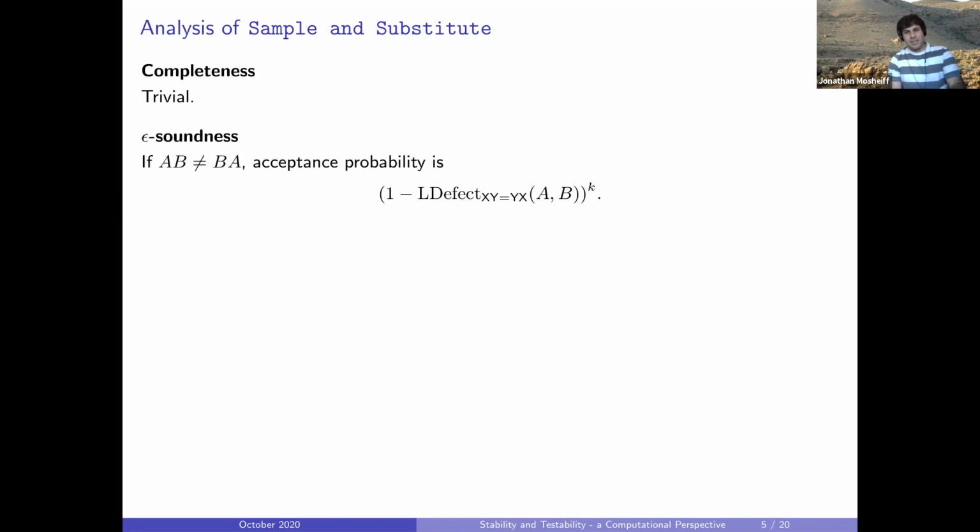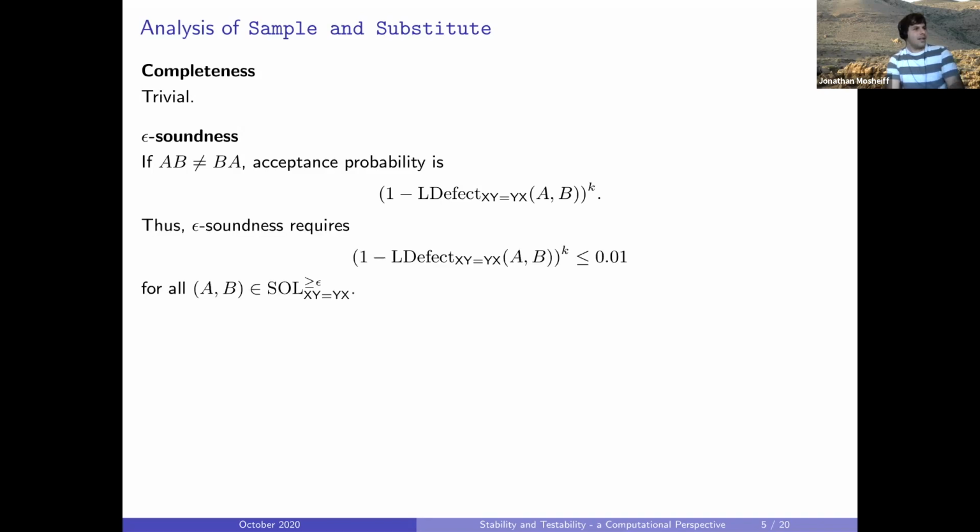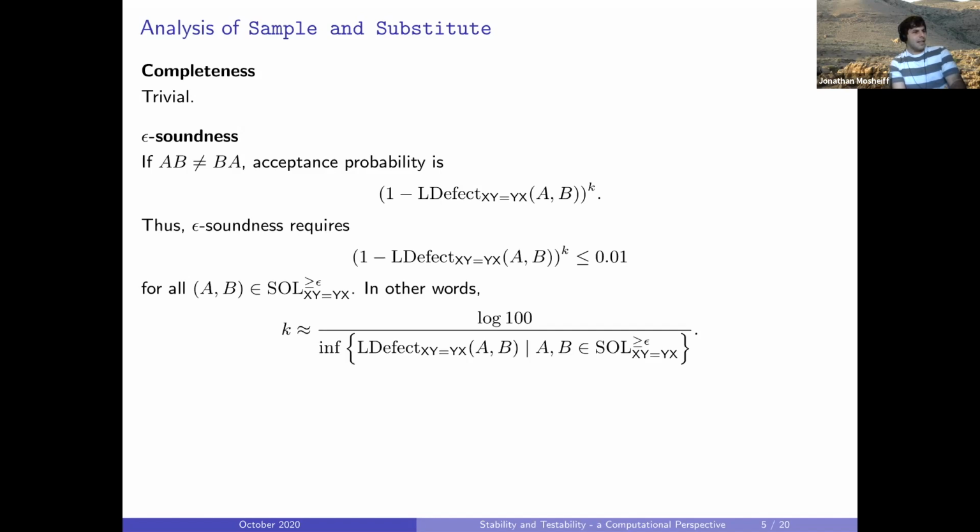So we want the acceptance probability here to be small. We want it to be less than 1 over 100 by definition of an epsilon tester. And this is the probability that the tester is wrong. So to get epsilon soundness, we need that for every pair A and B that is at least epsilon far from being a solution, 1 minus the local defect to the k should be less than 1 over 100.